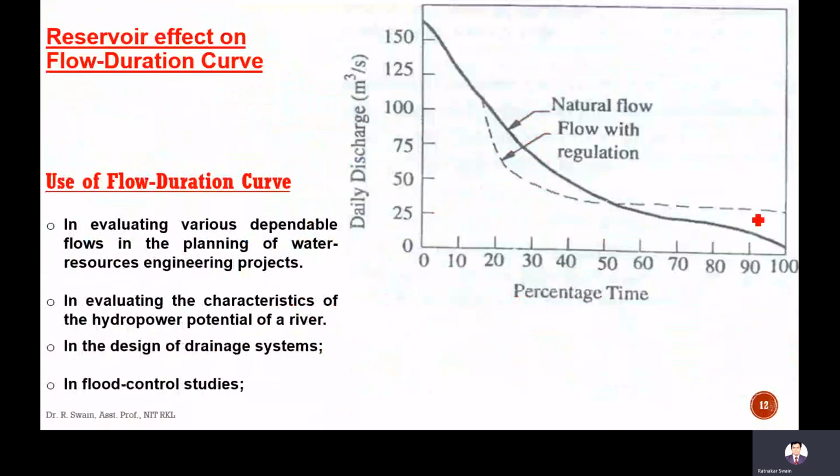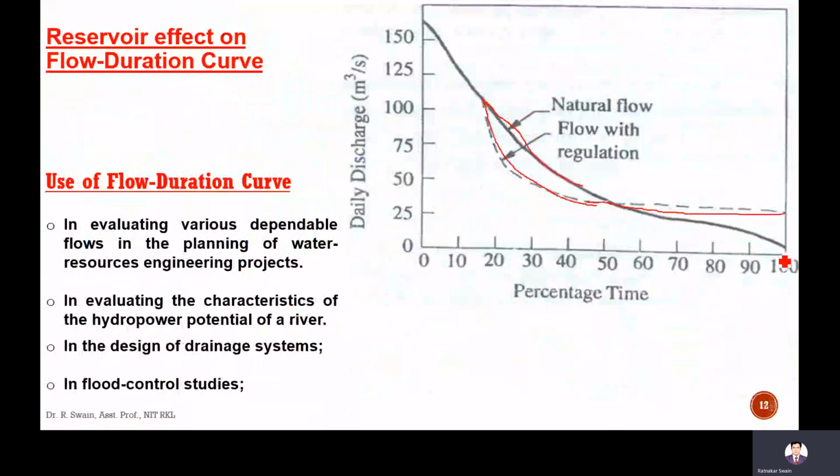So during lean period, you can supply that discharge to the stream. Here, during lean period, if you store some water, let there be high flow in the river during this period. If you store, the water will decrease, but that water will be stored in the river. You are regulating the flow. You are stopping the flow. You are storing the flow, and you can supply during lean period.